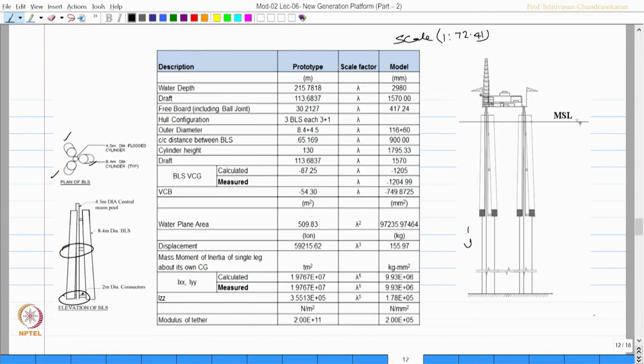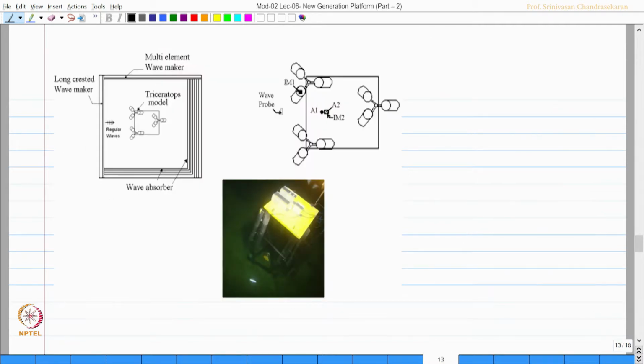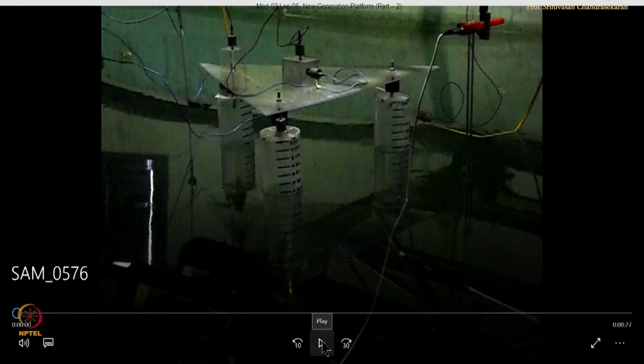So, the structural characteristics and geometric characteristics of the platform which are attempted new are also shown on the screen at this moment, and this study showed a very interesting phenomenon of advantageous features. So, this is the plan of the triceratops model installed in the wave maker, the wave basin. This is the instrumentation plan and this is the photograph of the experimental study, for which now I will show you a video. Please observe the video on the screen at this moment.